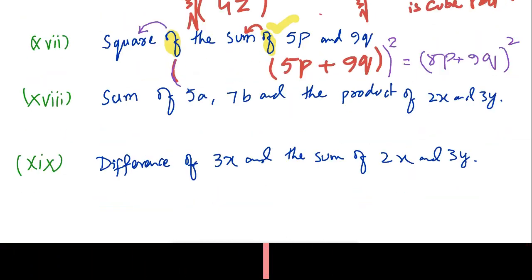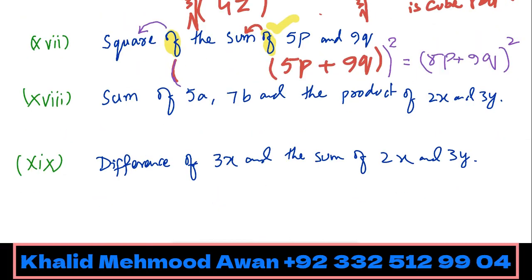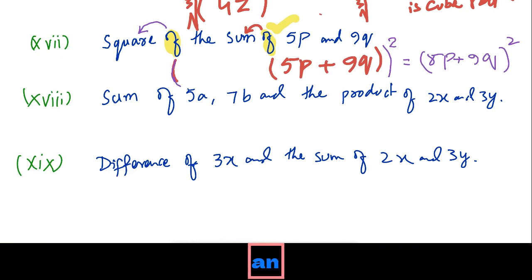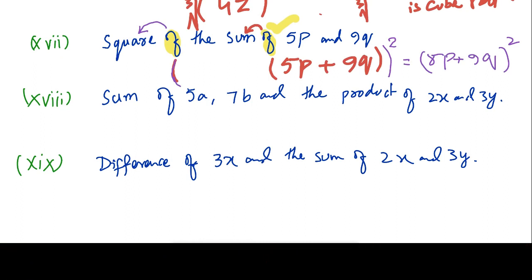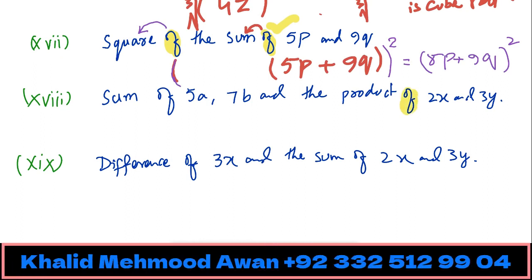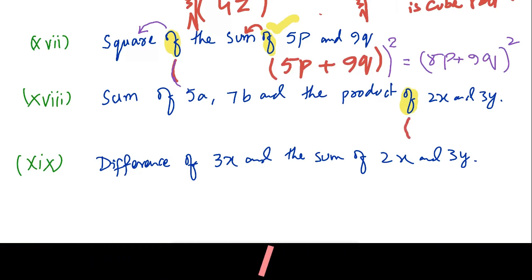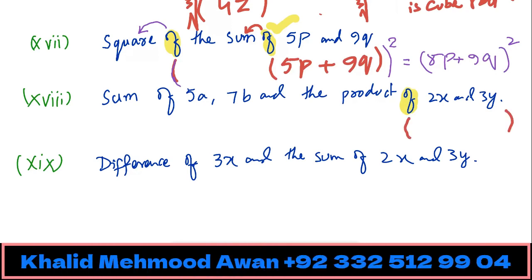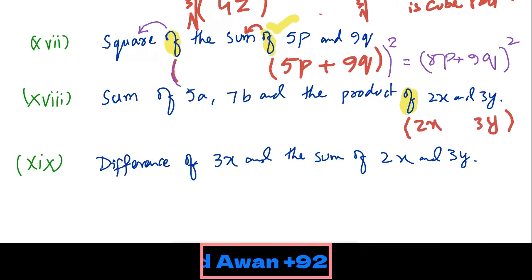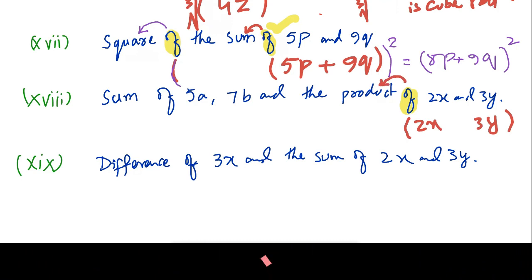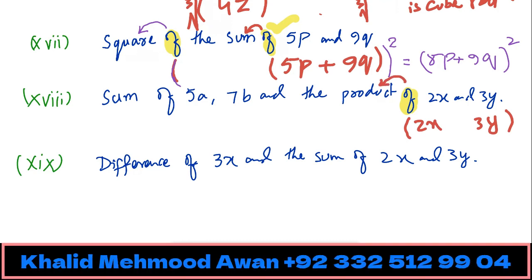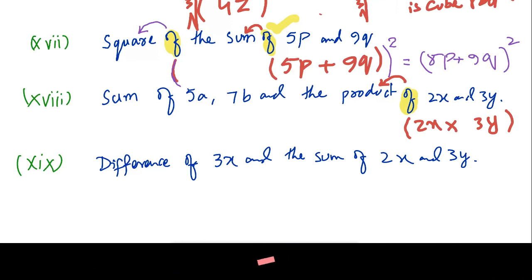Now there is the word "of" again. You can see here there is the sum of 5a and 7b and the product of 2x and 3y. So there are two "of"s, and I'm dealing with the first "of". The first "of" means a bracket and then till the end of the statement, and there are two variables which are 2x and 3y. And what we have to do, it says the product. Before "of" there is the word product, so product means multiply, so we are putting a product sign.